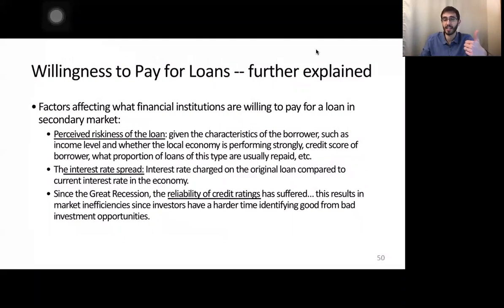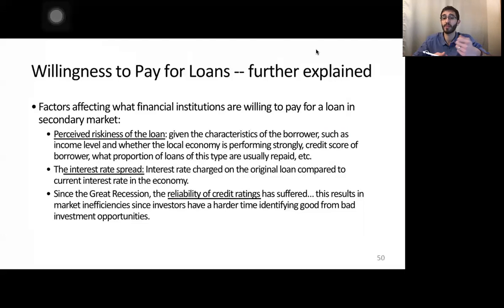Is this loan inaccurately approved? For example, in 2007, when a bunch of people that had no income, no job, could get a mortgage, what is the risk of that loan? What is the chance I'm going to get paid back? That definitely impacts how much I'm willing to pay for that loan in the secondary market if I'm an institution, right? Also, the interest rate spread.